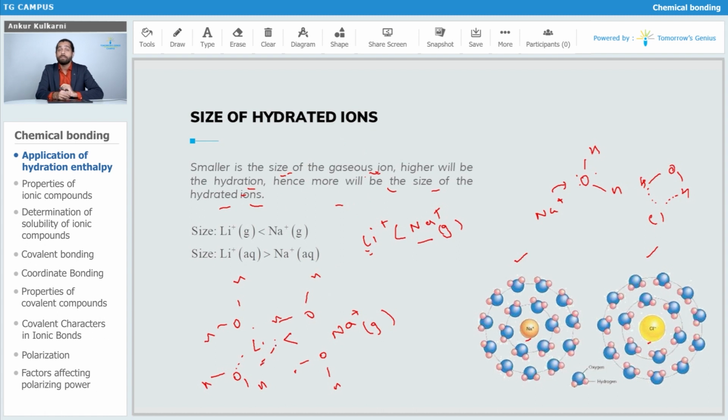Your lithium will be covered or gathered by water molecules more due to the small size of the lithium ion, and hence the hydrated ion that you get will have a larger size, because more H2O molecules are around the lithium. But when you consider sodium, being bigger in size, there will be less H2O around sodium. So the hydrated ion size of sodium will be less as compared to lithium. I hope this is clear to you. Now let's look at the next.